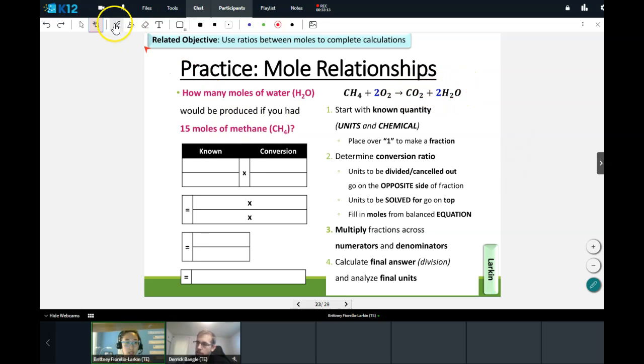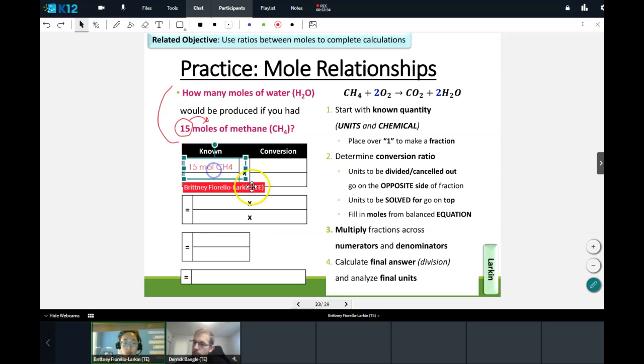We need to start with what we know. Take a look at our question and tell me, what do I have a number for? What number do I see here? Yeah, exactly. You should see the number 15. And its units are moles of methane. Again, we need both the units, moles, and the chemical, methane, CH4.